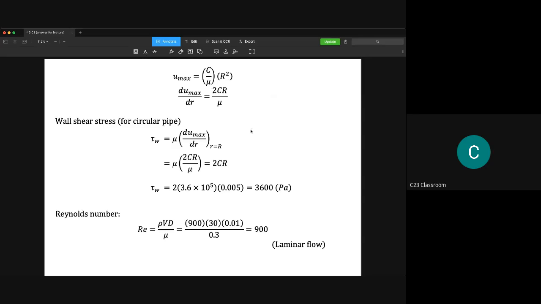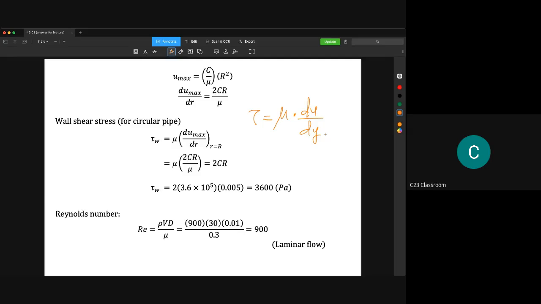So you know that u max is C over mu R squared, because small r here is equal to 0, and then we calculate du over dr, and we get 2Cr over mu. So why did we calculate this one? Because we want to estimate the shear stress at the wall. In previous notes we discussed the shear stress, so we could write tau equal to mu du dy. Previously, for the common linear motion, tau is equal to mu du dy.